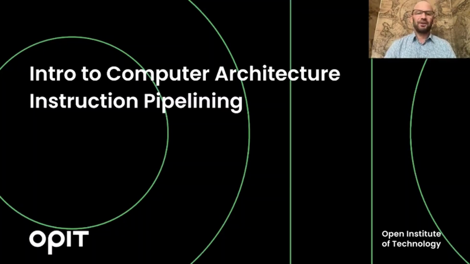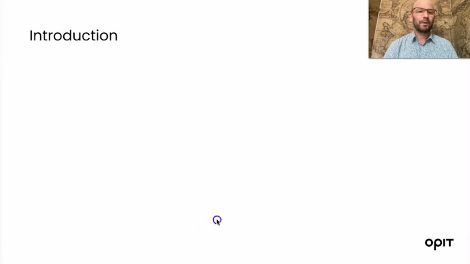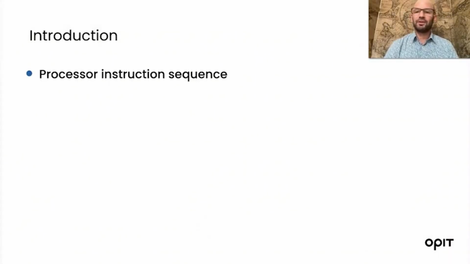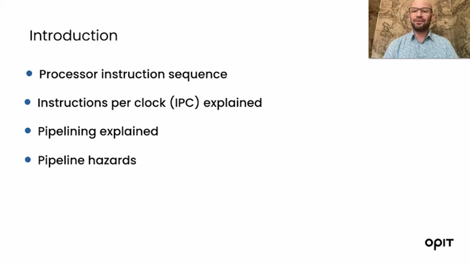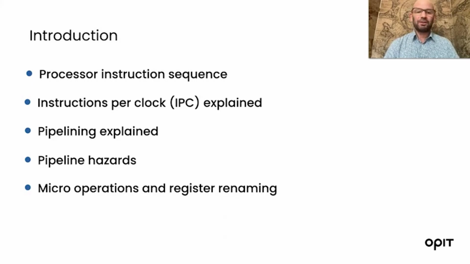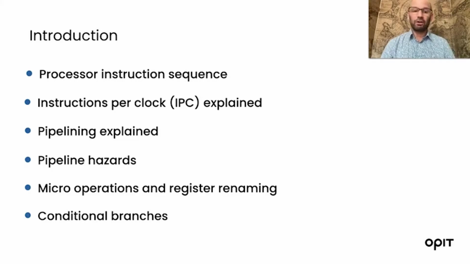In this session, let's look at the concept of instruction pipeline. First off, we're going to look at the processor instruction sequence. Then we're going to look at instructions per clock explained, so how that works. Then pipeline, and we'll go into more detail on pipelining. We'll look at some of the hazards of pipelining. There's a couple of them. And microoperations and register renaming. And then lastly, we'll take a look at conditional branches and how that affects processor execution.